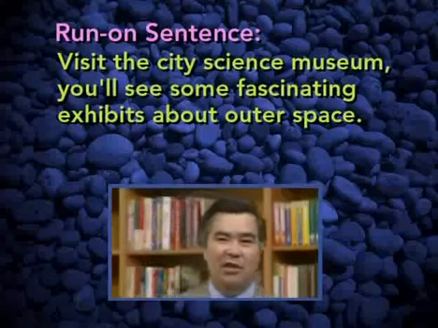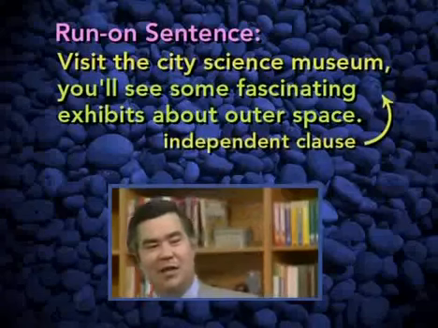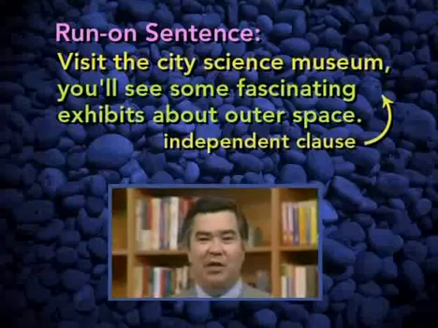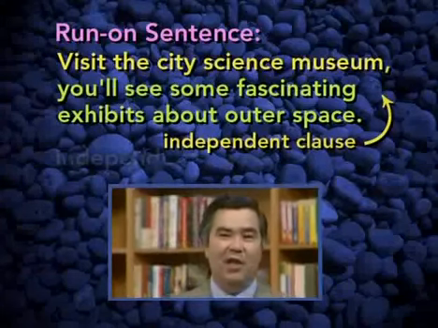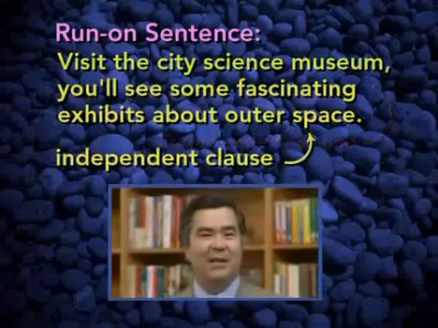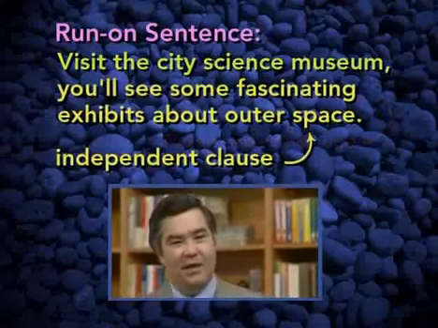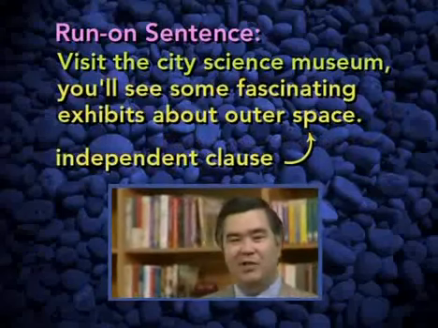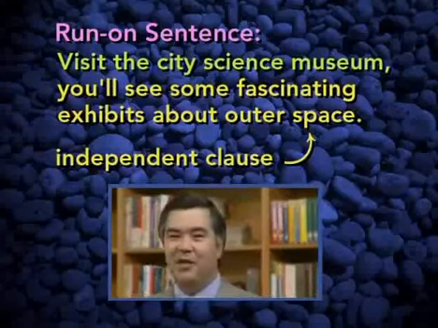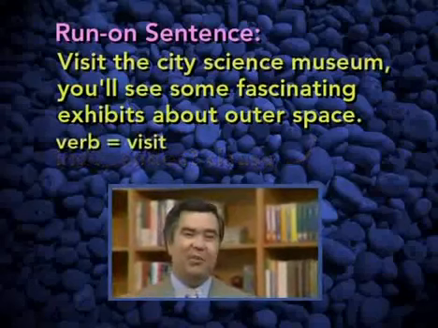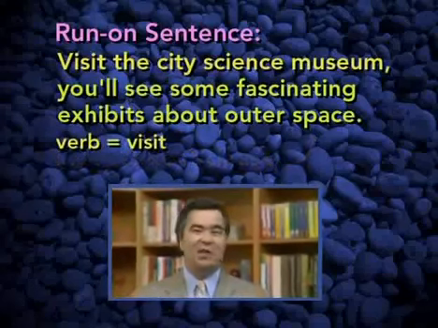Here we have two clauses. Visit the City Science Museum. That's an independent clause, and it could stand alone as a sentence. Then we have another clause. You'll see some fascinating exhibits about outer space. What's the subject and the verb in each of these clauses, by the way? The first clause may be a little bit tricky. It has a verb, visit, but the subject doesn't appear.